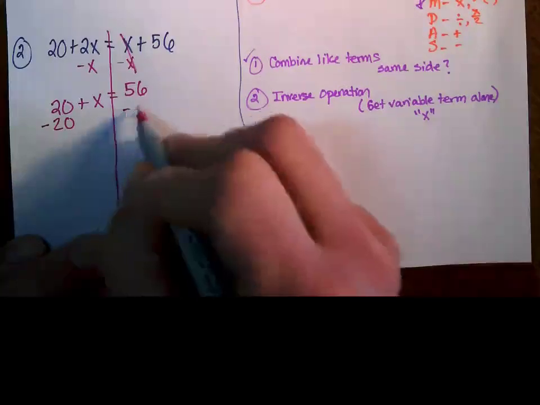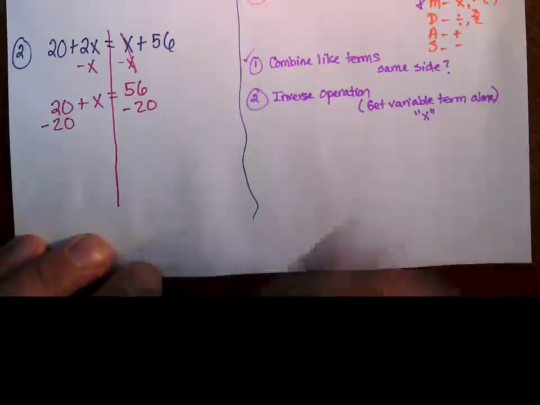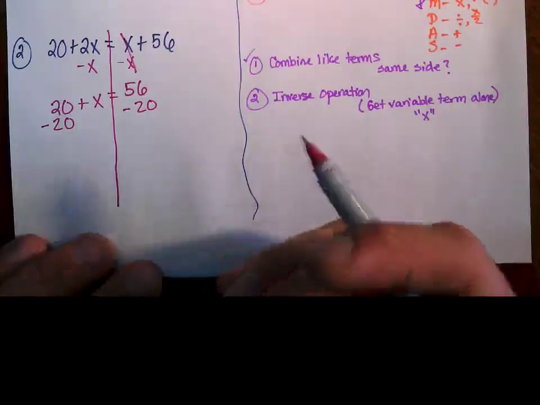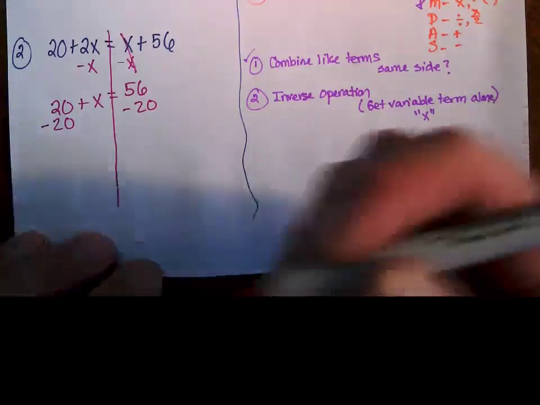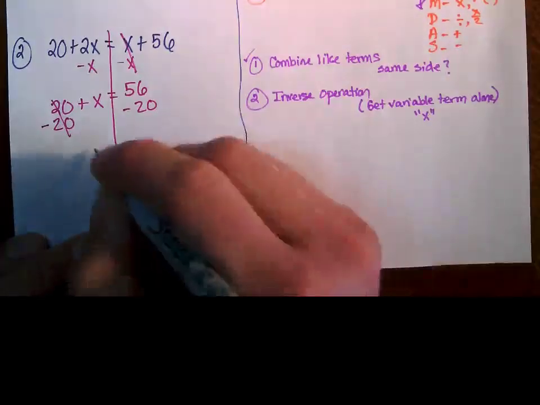And whatever you do on one side, you got to do on the other. Remember that balance we talked about? Ms. McKeachik and Mrs. Dombrowski talked about having that balance when you're solving equations. That's exactly what this is. We're creating that balance. So 20 minus 20 is 0, so those are gone.